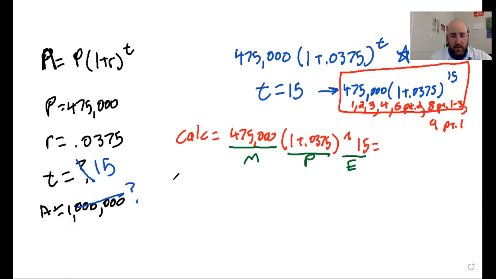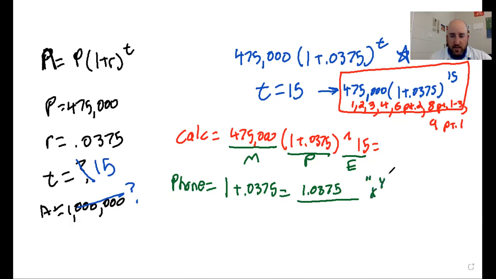So basically, you have to do it in that order for your iPhone, or again, your Android. So on your phone, you're going to do 1 plus 0.0375, right there. Hit equals. Whatever your phone spits back at you, that's what I'm going to underline. It spits back 1.0375. You then have to raise it to the 15th power, so you're going to hit that X to the Y button. You have to find that X to the Y button on your calculator. 15, equals, and it'll spit back out at you.